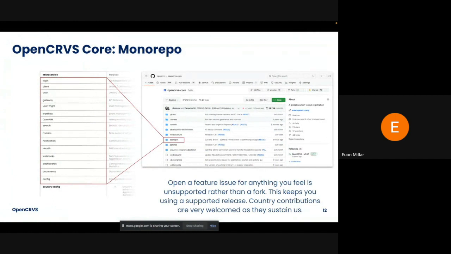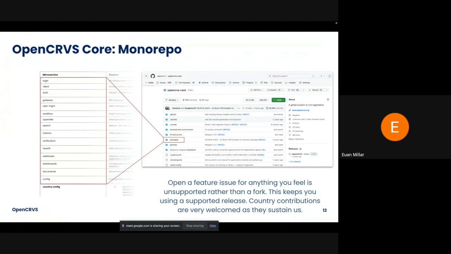So, first of all, you don't really have to care about any of these microservices. They are all bundled together into a monorepo on GitHub. So when you're deploying or configuring OpenCRVS, you don't have to download individual microservices from individual GitHub repositories. There are basically two approaches to having repositories for microservices. You can either have one microservice per repository or a monorepo, and we chose monorepo because this makes life a lot easier for maintainers.